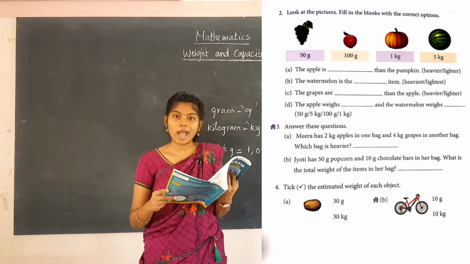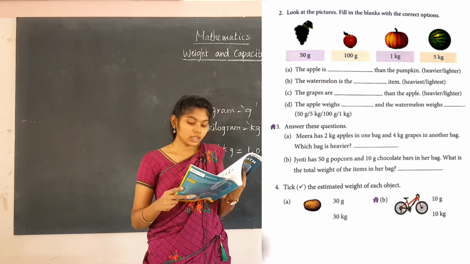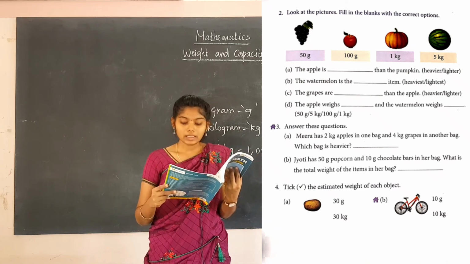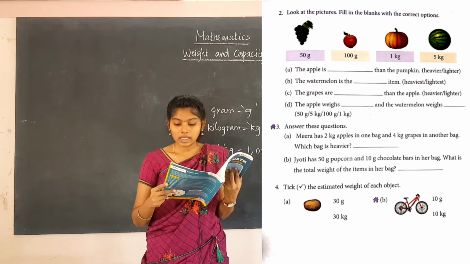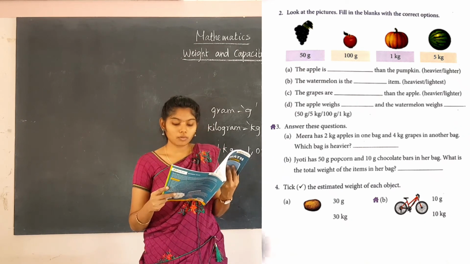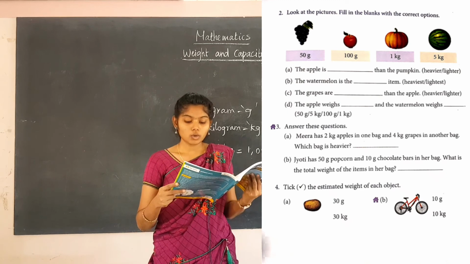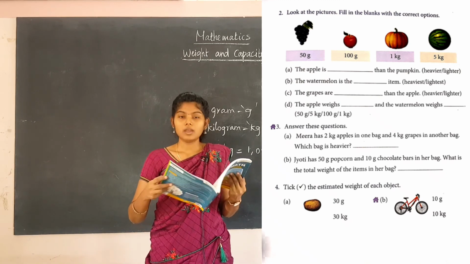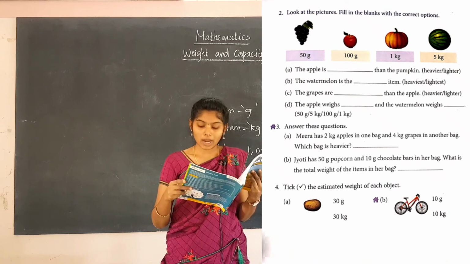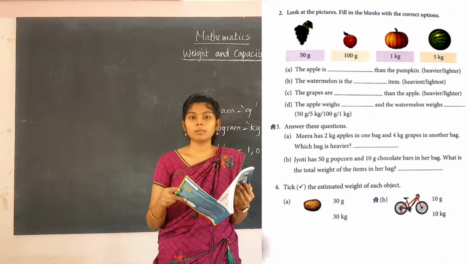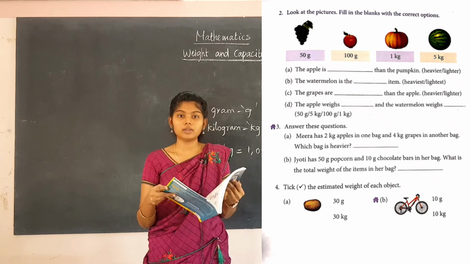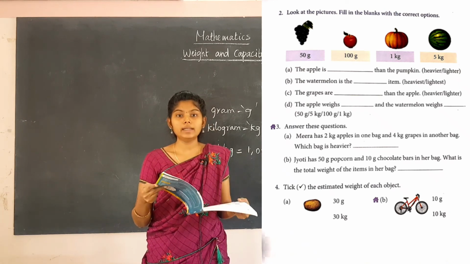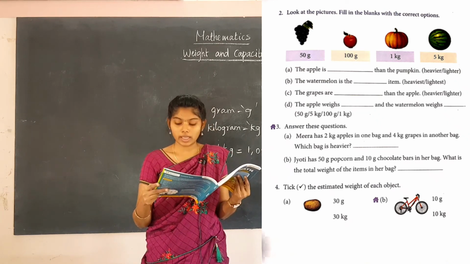The next one also you have to do as your homework. Jody has 50 gram popcorn and 10 gram chocolate bars in her bag. What is the total weight of the items in her bag? So you have to see the two numbers and write the total weight. Total weight means you have to add the numbers. So 50 plus 10, you will get the answer.